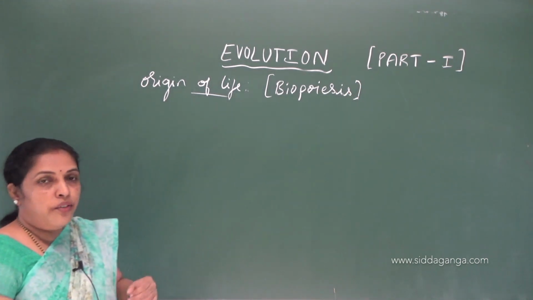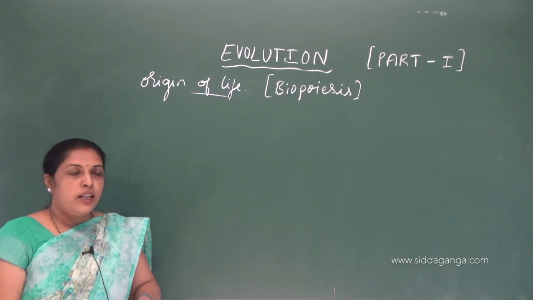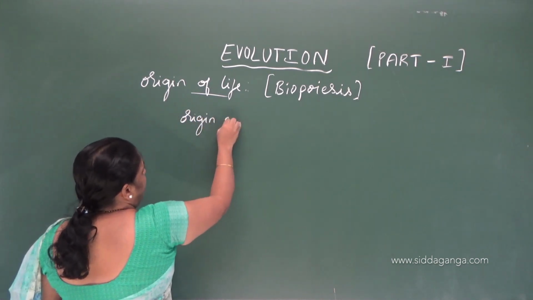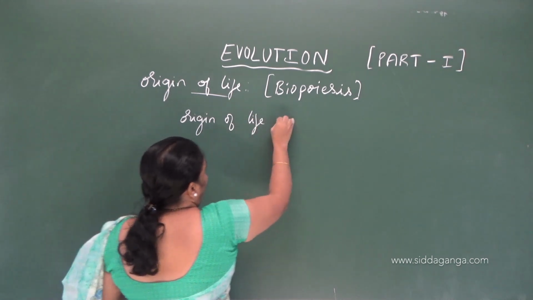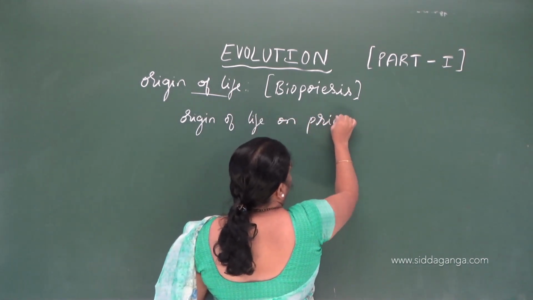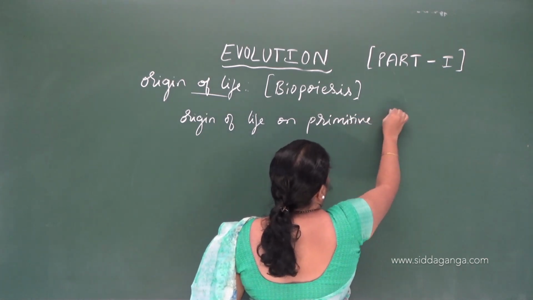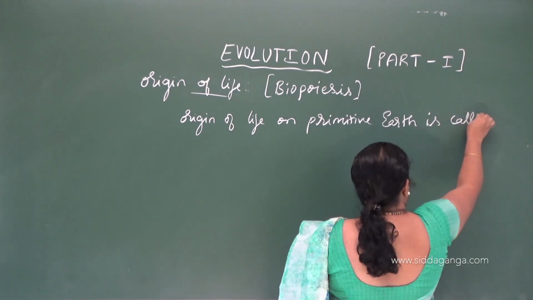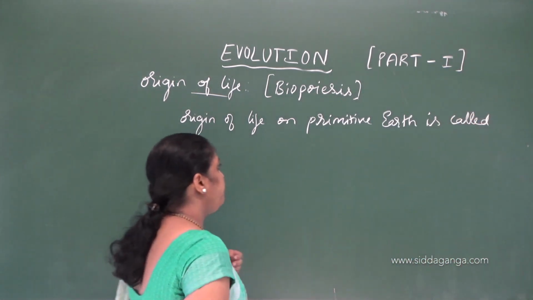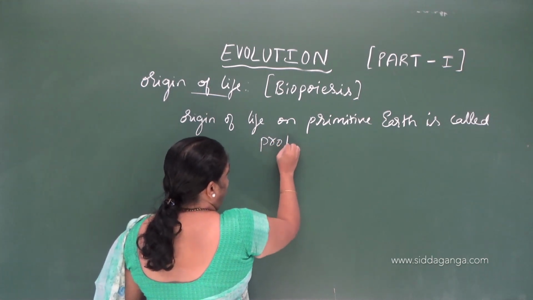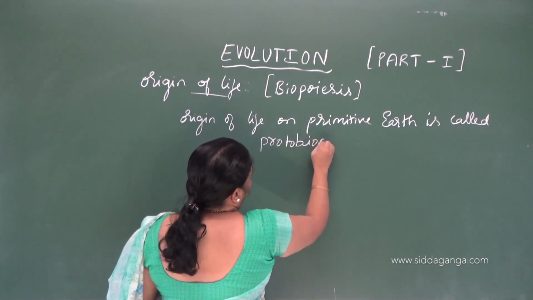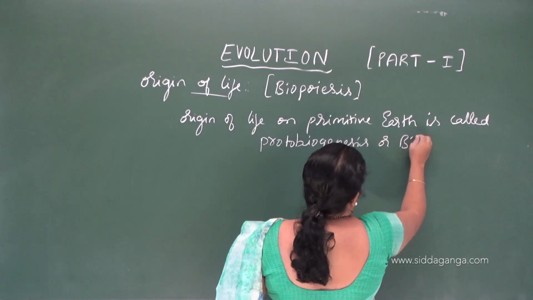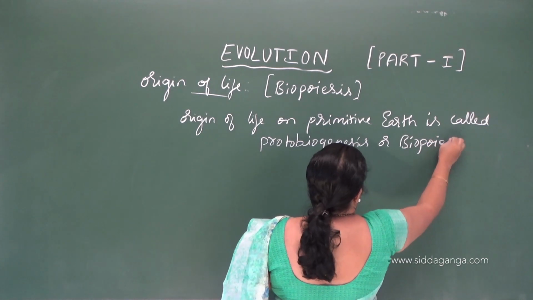So origin of life is nothing but biopoiesis. That is, origin of life on primitive earth is called Protobiogenesis or biopoiesis.